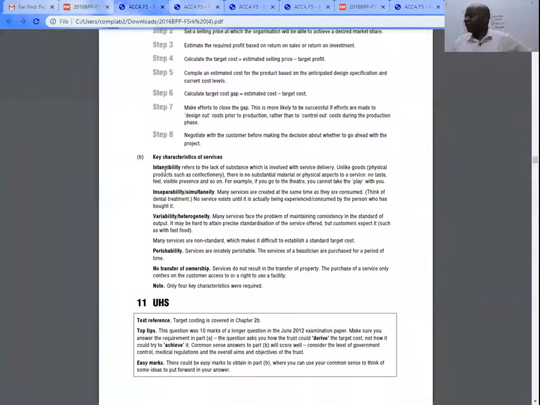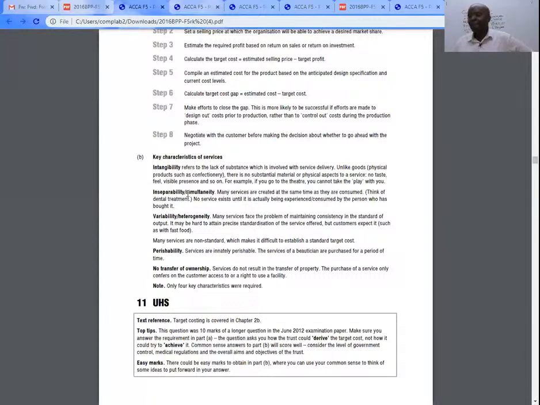Page number 130, especially on the key characteristics of services. Intangibility. Intangibility refers to the lack of substance which is involved with service delivery. Unlike goods, physical products such as confectionery, there is no substantial material or physical aspects to a service, no taste, feel, visible presence, and so on. For example, if you go to the theater, you cannot take the play with you. The normal theater, for movies, that's okay.